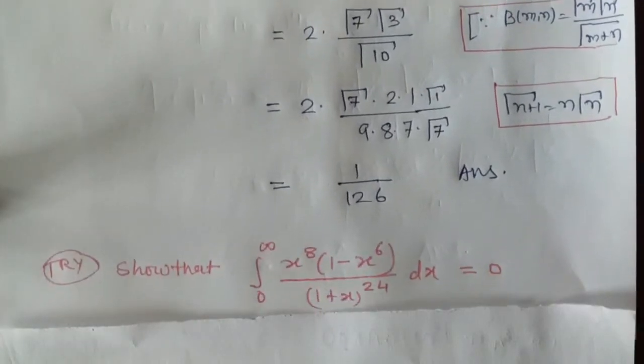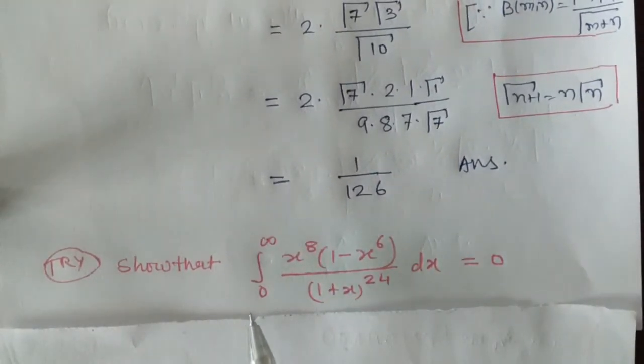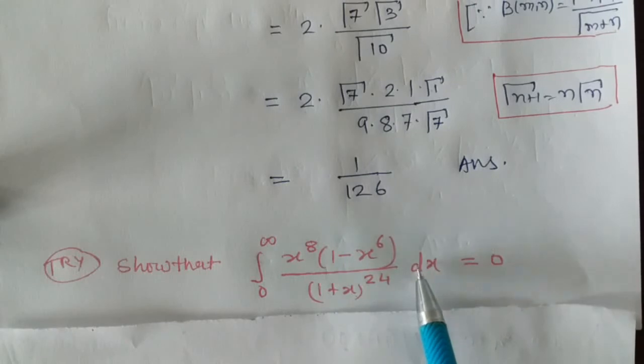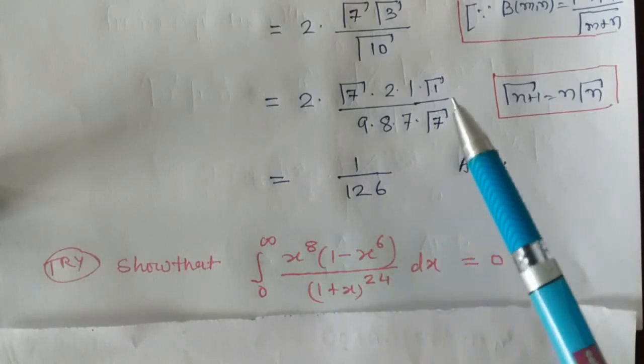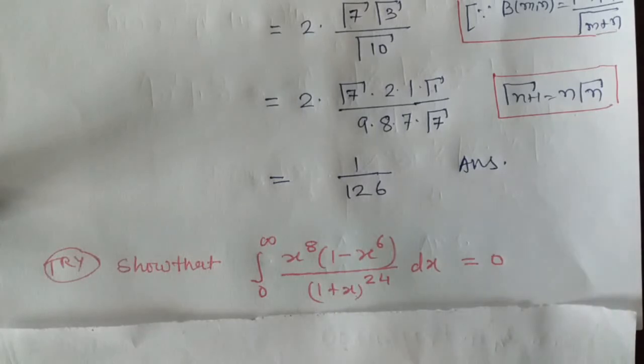Similar question we have. Show that the integral from 0 to infinity of x to the power 8 into (1 minus x to the power 6) upon (1 plus x) whole power 24 dx is 0. In a similar manner we solve, and then we have for this integral beta(9, 15) minus beta(15, 9). Then using beta(m, n) equal to beta(n, m), beta(15, 9) cancels with beta(9, 15), and then we get the result 0. So we can try these similar questions using the improper integral form of the beta function.